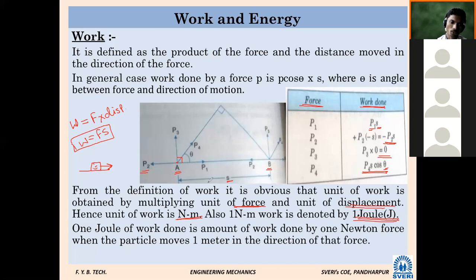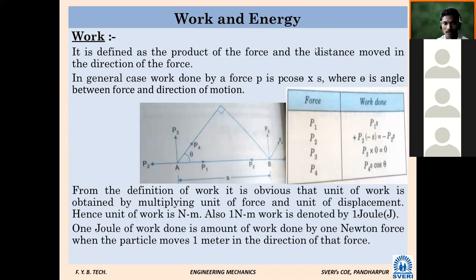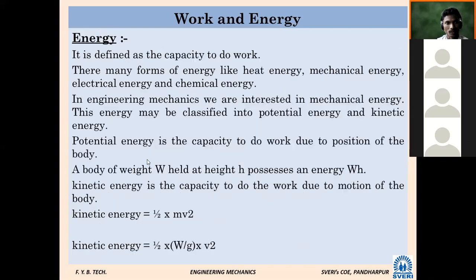And how can we define 1 joule of work done? It is the amount of work done by 1 Newton of force when the particle or body moves 1 meter in the direction of that force. When it moves in the direction of that force, only then can we say that the force has done work. These things are very basic, you have studied already. So the conclusion of this slide is W is equal to Fs, force into displacement.